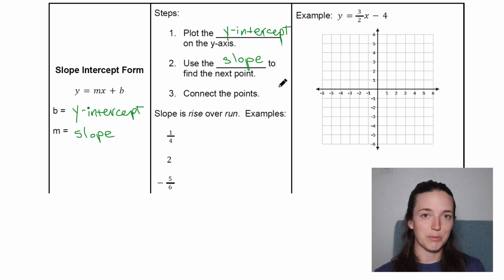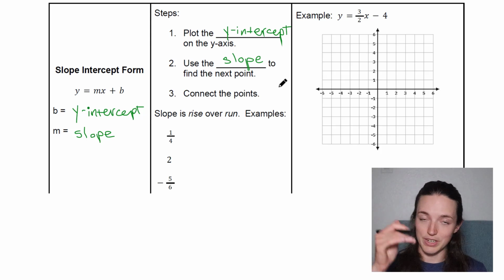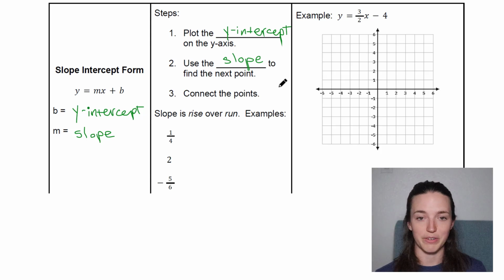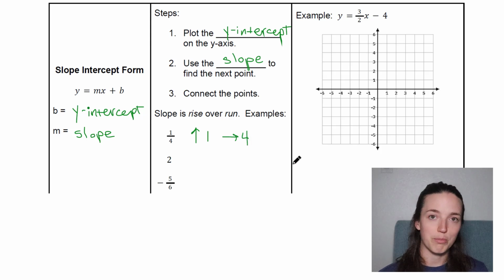Now, just a couple examples here of what slope is. The short version of slope is it's rise over run. So to get from one point to the next, it's how far up and over or down and over you have to go to get from the previous point to the next point. So just a few examples here. If your slope was 1/4, you would go up 1, right 4 to get from one point to the next.